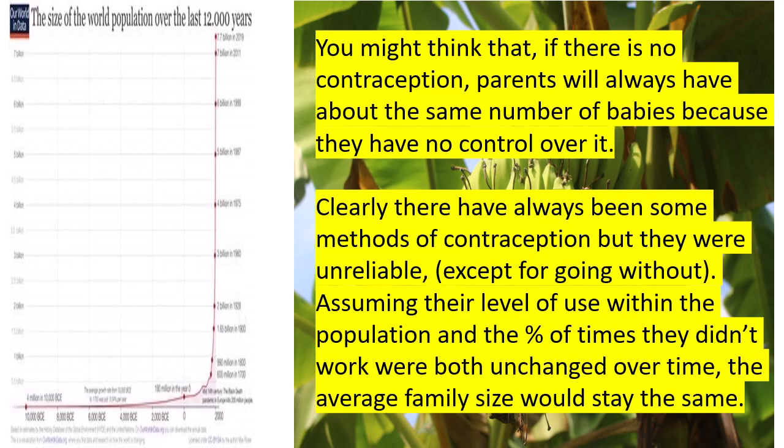You might think that if there is no contraception, parents will always have about the same number of babies because they have no control over it. Clearly, there have always been some methods of contraception, but they were unreliable, except for going without. Assuming their levels of use within the population and the percentage of times they didn't work were both unchanged over time, the average family size would stay the same.